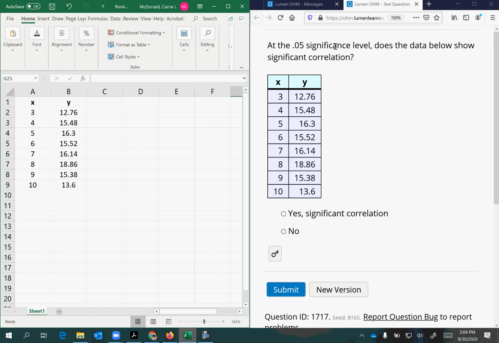At the 0.05 significance level, does the data below show significant correlation? All right, so to do this, we are going to need to look up in a table the comparison value called the critical value to compare our correlation coefficient R. This 0.05 significance level refers to the table that we use for looking up our critical values.